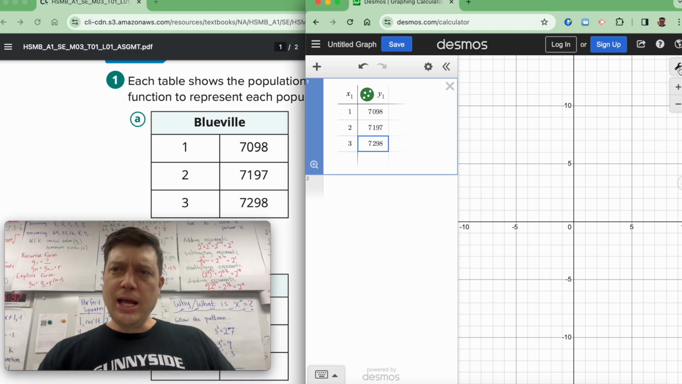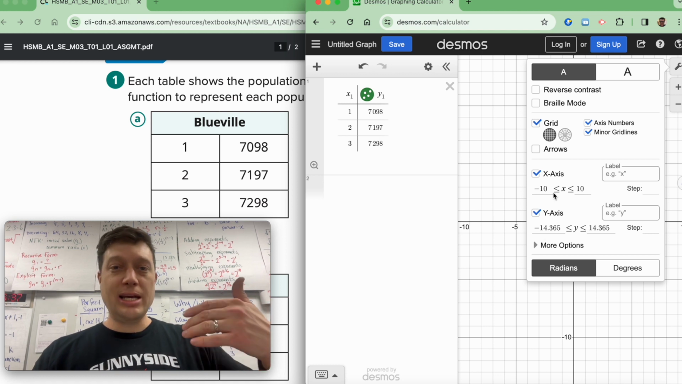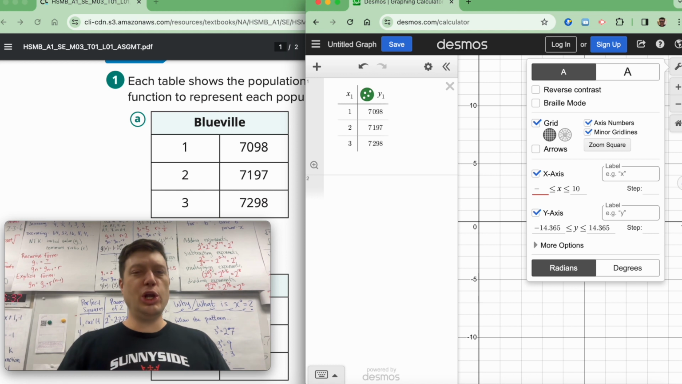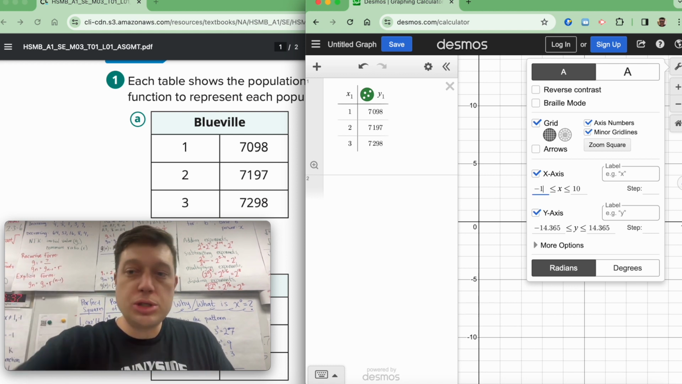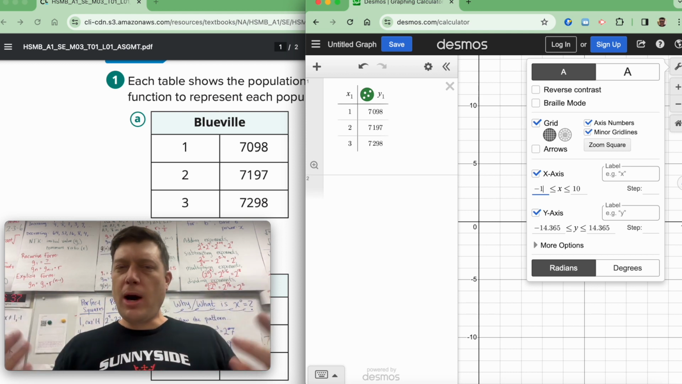When I do that, there's going to be some X and Y spaces that we're going to have to use. So right here, I have -10. My X numbers only are 1, 2, and 3. I don't need to go to the left so far. So I'm going to say -1. That just shows enough of the Y axis.